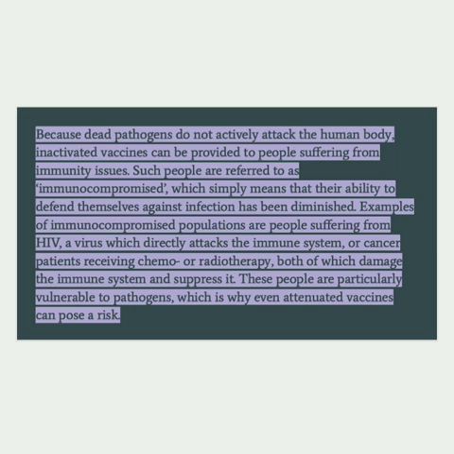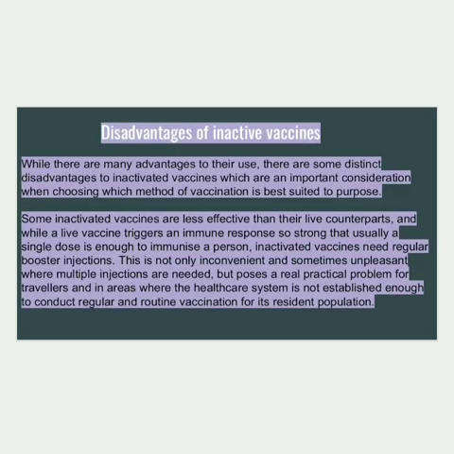Inactivated vaccines can be provided to people suffering from immunity issues, who are referred to as immunocompromised, which simply means their ability to defend themselves against infection has been diminished. Examples of immunocompromised populations are people suffering from HIV, a virus which directly attacks the immune system, or cancer patients receiving chemotherapy or radiotherapy, both of which damage the immune system and suppress it. These people are particularly vulnerable to pathogens, which is why even attenuated vaccines can pose a risk.